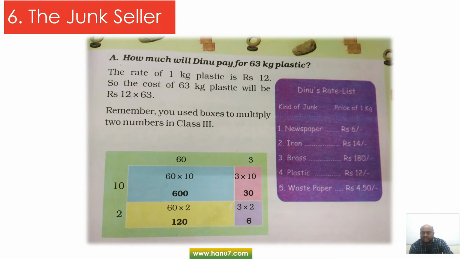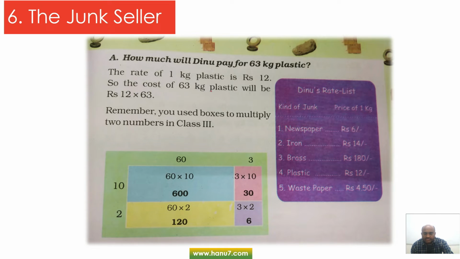So this is the rate list on that day. The kind of junk and the price per kg is: newspaper costs 6 rupees on that day, iron costs 14 rupees, brass costs 180 rupees, plastic 12, and then waste paper is 4.50. So the rate of 1 kg plastic is 12.